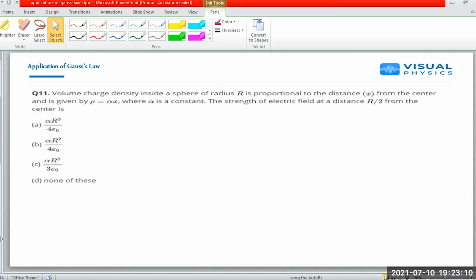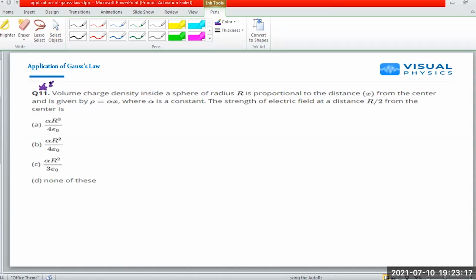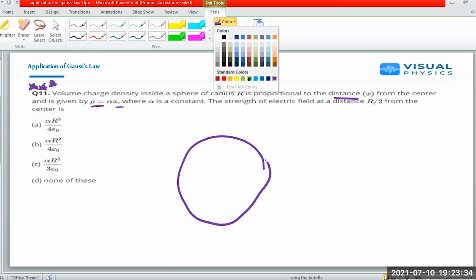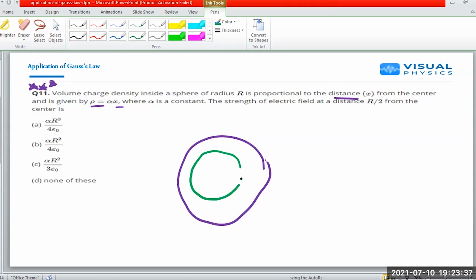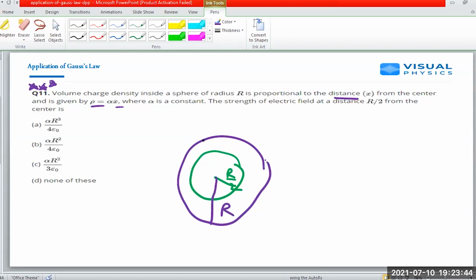Question 11. Up till now you have already seen what concept is very important, because again and again in JEE NEET they are asking this question only. Volume charge density inside a sphere is proportional to distance x from the center and is given by rho equal to alpha x. So I have a sphere of radius r, and I have to find the flux at a distance r by 2.